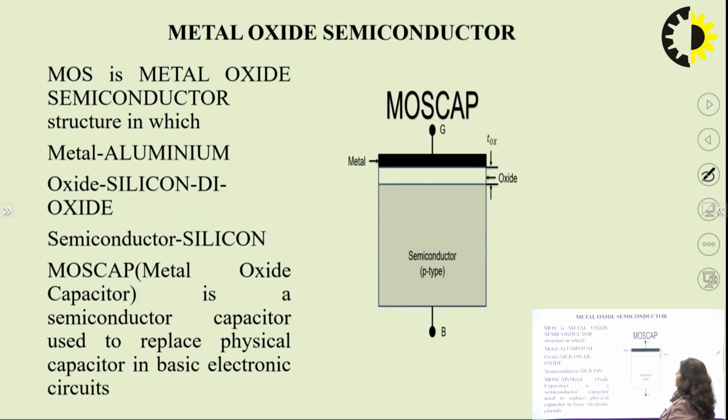So next we have the metal oxide semiconductor, basically MOS. And if you see the MOS and the BJT, both are almost the same.